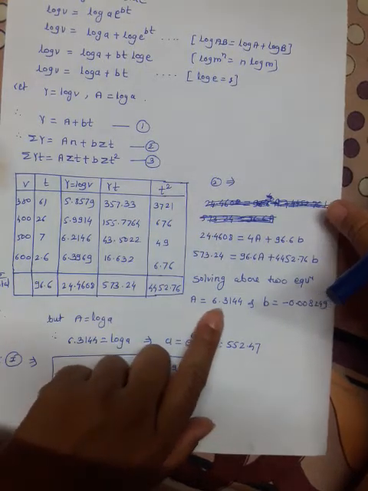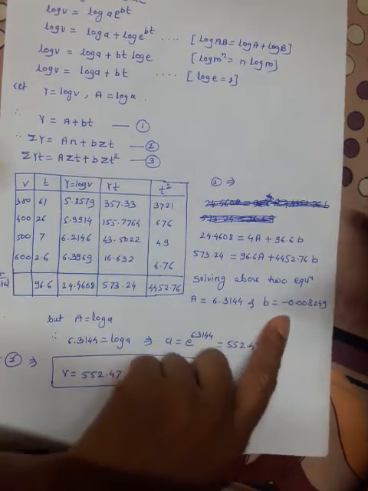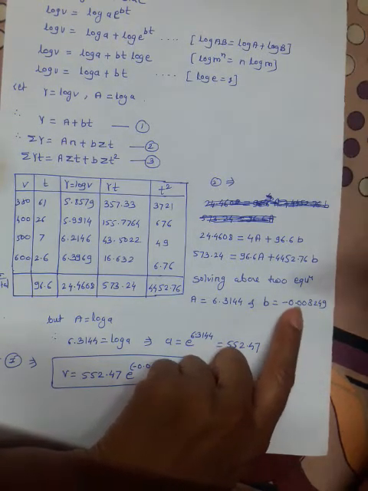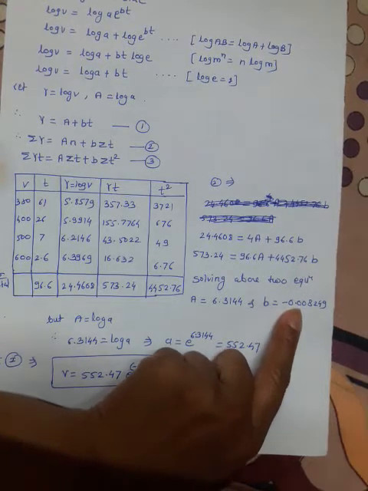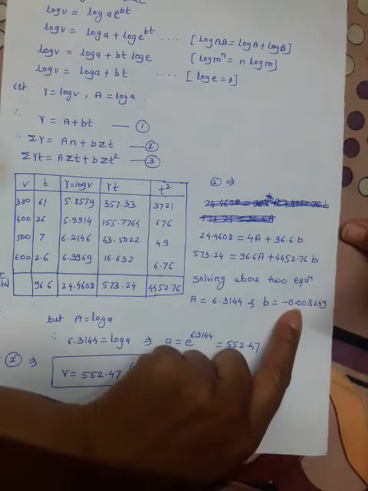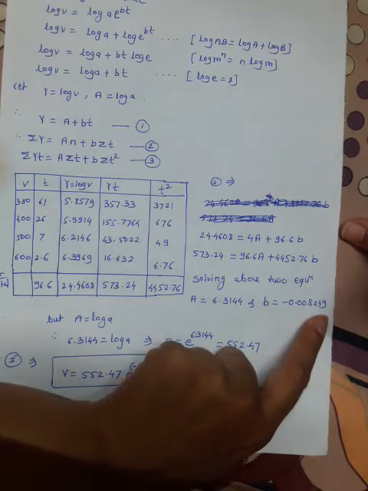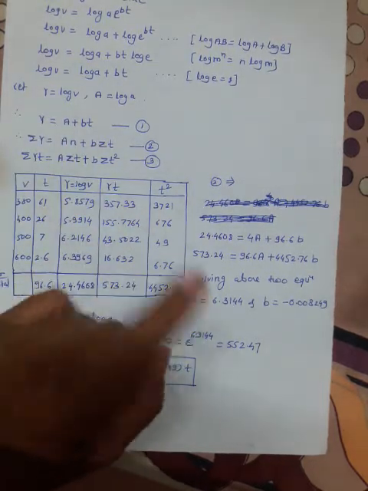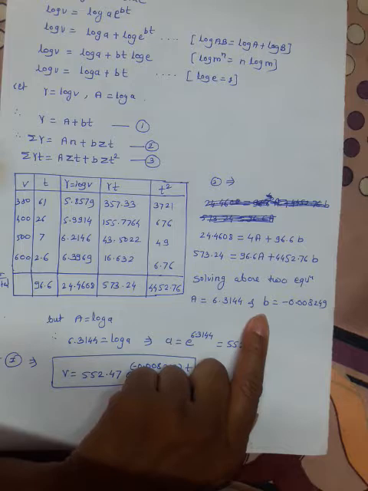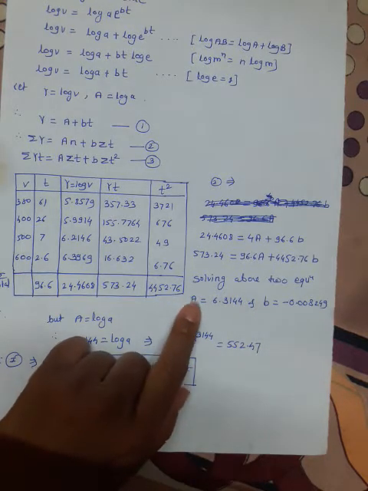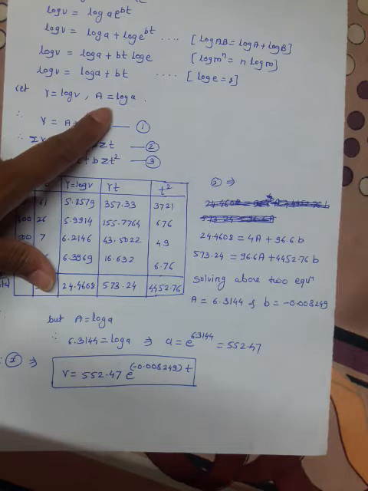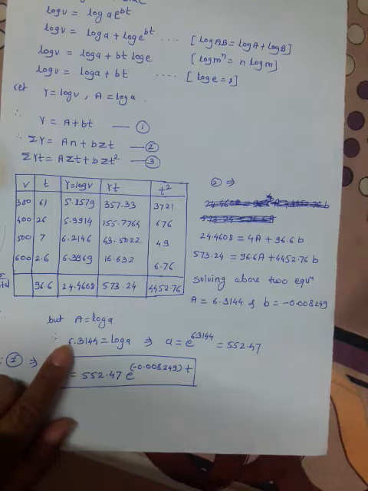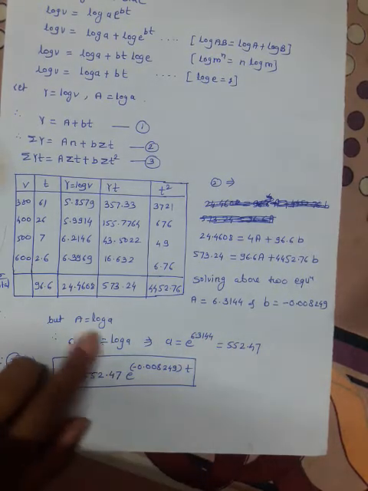The answer is a is equal to 6.3144 and b value is minus 0.008249. If there are zeros after the decimal point, then take 4 digits after that. Now, in the original equation there are small a and small b. Out of that we get only small b. We want the small a value, that's why capital A is log a. So put this value: capital A is equal to log a. On the LHS side we get 6.3144, and this is equal to log a.